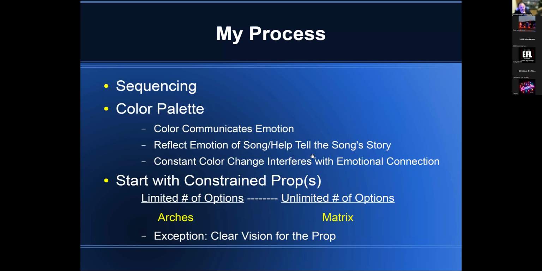All right, so let's talk about sequencing more. Color palette. One of the things you have to remember is that color communicates emotion. And what a sequence should do is help the song tell its story. Constant color change, and you see this sometimes, and if that's what you want to do, that's great. I consider that an artistic choice. Just maybe not the best one, but it's your choice. But what constant color change does, it interferes with your audience's emotional connection to the sequence.